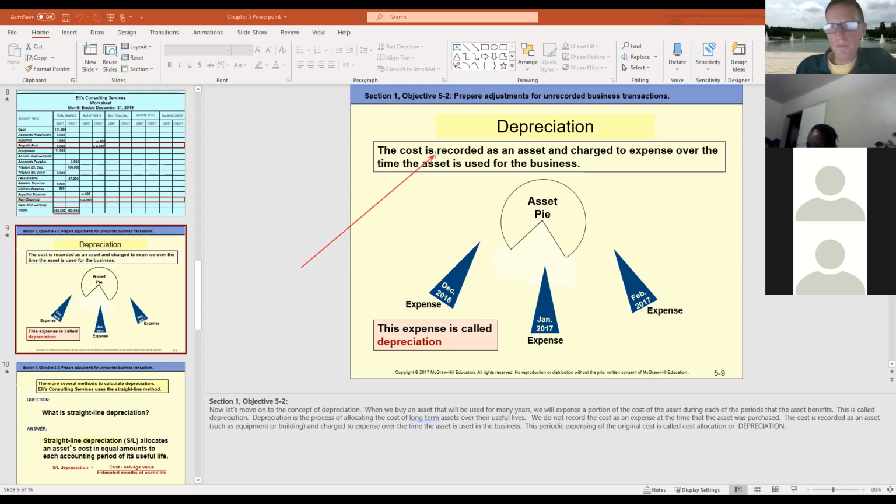Again, this is for the equipment adjustment. The cost is recorded as an asset, all right, and charged to expense. When they say charged, I wish they'd say allocated. I think allocated is a better word. Charge allocated to expense over the time the asset is used, just like supplies. There's going to be a usage time period.